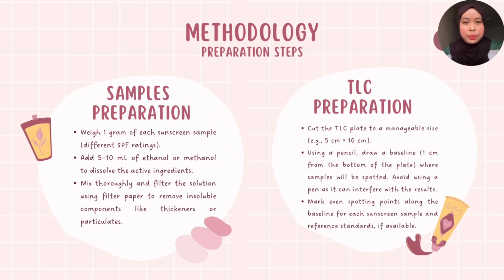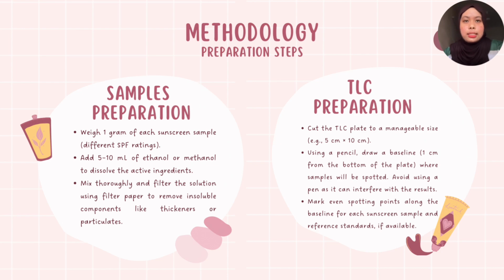First is sample preparation. Weigh 1 gram of each sunscreen sample, with different SPF ratings. Add 5 until 10 ml of ethanol or methanol to dissolve the active ingredients. Mix thoroughly and filter the solution using a filter paper to remove insoluble components like thickener or particulates.